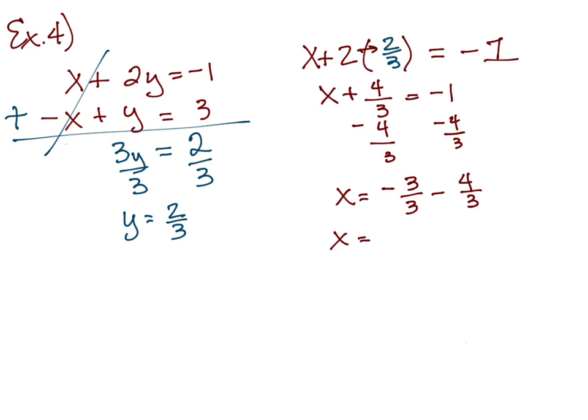So what's x equal? Negative 3 minus 4. Negative 7/3. Dig a deeper hole. Negative 3 minus 4. Take away. So negative 7/3 is x. So our solution here is going to be negative 7/3, comma, 2/3.